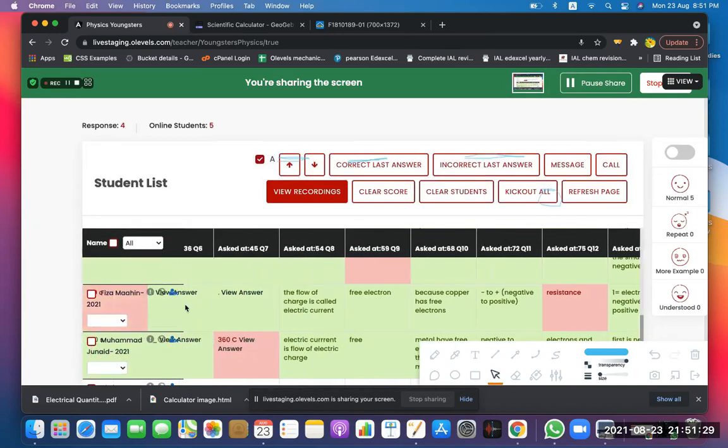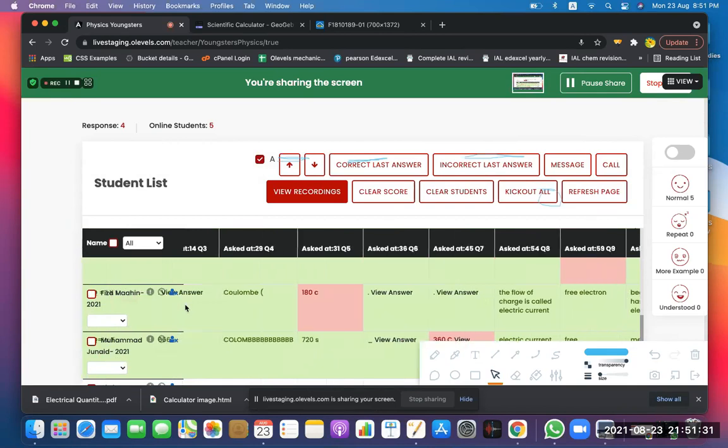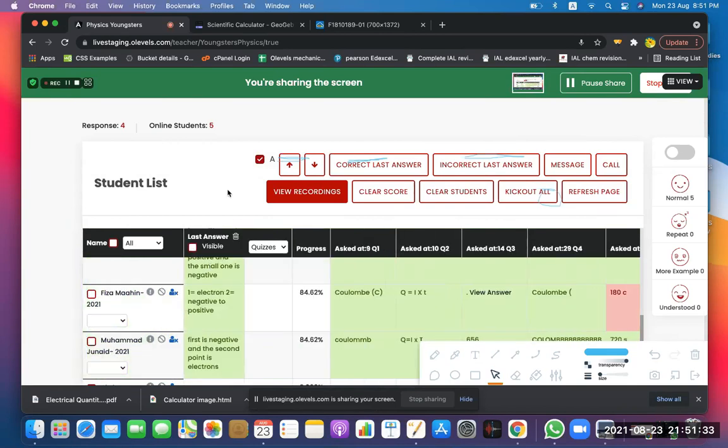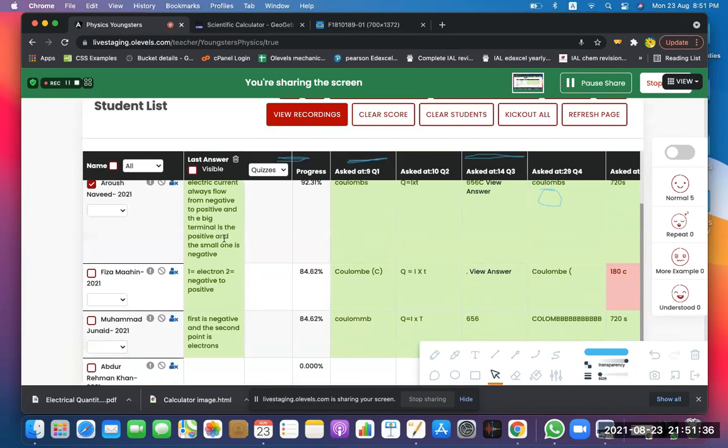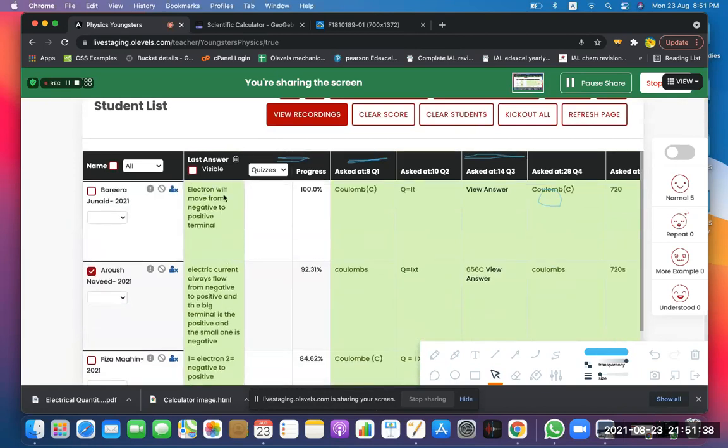Who has answered what? Last answers, let's view them. Barira: electrons will move from negative to positive terminal. Very good, Barira. You will get the first mark for mentioning electron and the second mark for mentioning the terminal, negative to positive. Very good, Barira.